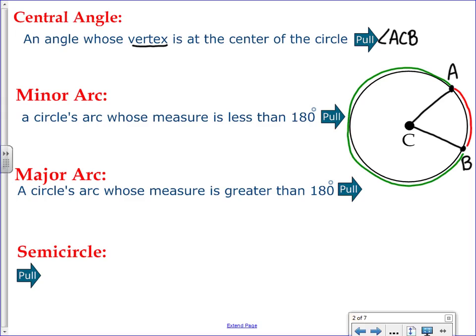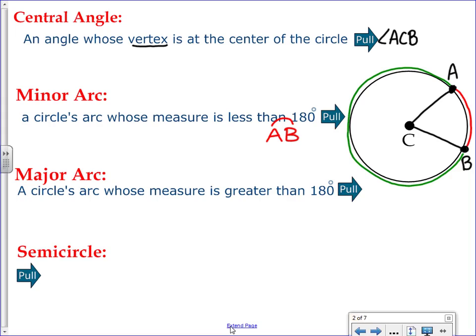Now I want to talk a little bit about naming these arcs. Just like you can name a central angle ACB, I want to use these letters to also name the minor arc. So when you are naming a minor arc, which in this case is the red arc, you simply take the 2 endpoints of the arc. So this is going to be called arc AB, and the symbol for the arc is just a little arc above the letters.